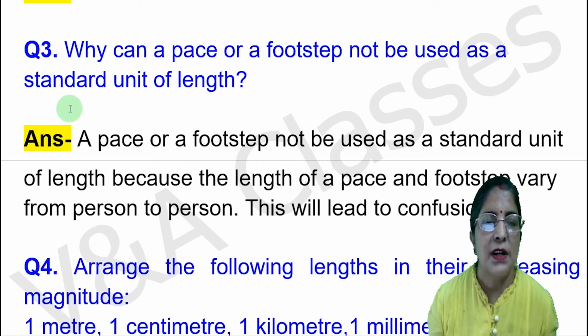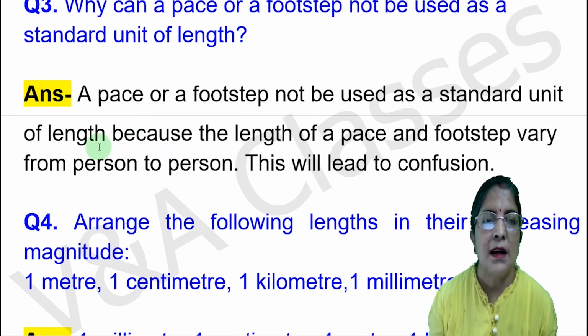Now next question. Why can a pace or a footstep not be used as a standard unit of length? कह रहा है कि pace और footstep का standard unit of length के लिए क्यों नहीं यूज किया जाता है? Answer, a pace or a footstep cannot be used as a standard unit of length because the length of a pace and footstep vary from person to person. This will lead to confusion.